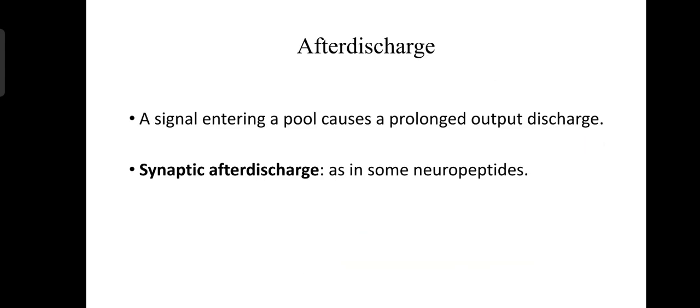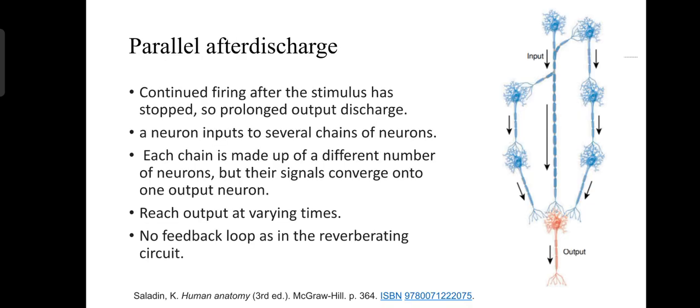Sometimes the central nervous system wants a prolonged action or a prolonged output of discharge. This happens in what we call after-discharge pools or circuits. Here is an example of the parallel after-discharge. So this is the input and it branches into three branches. This is a direct communication with the output neuron. And so you can see that the time spent here will be the shortest. So the signal will reach fastest here.